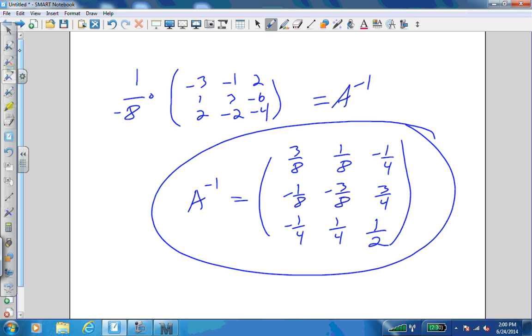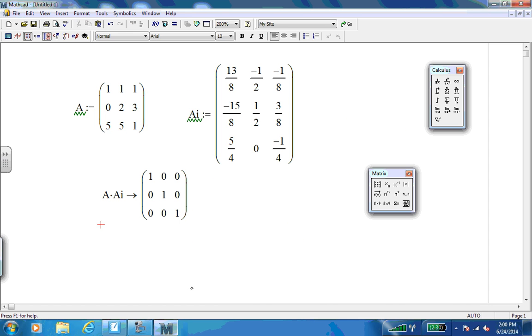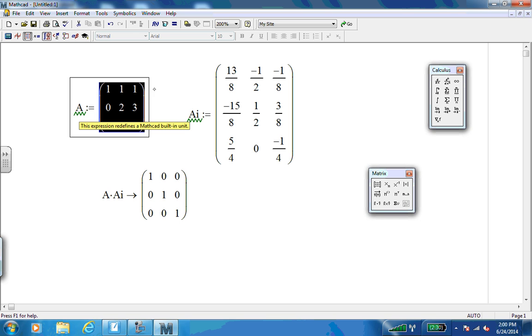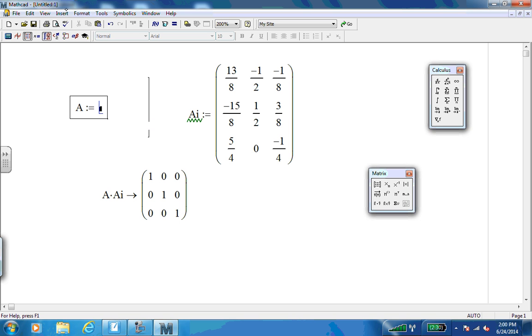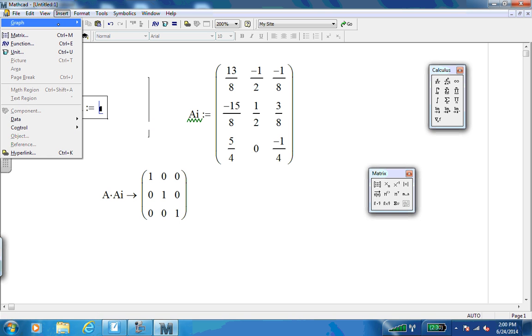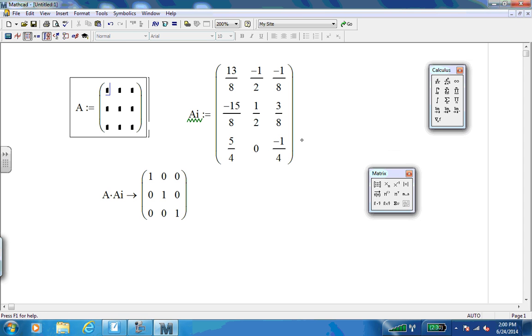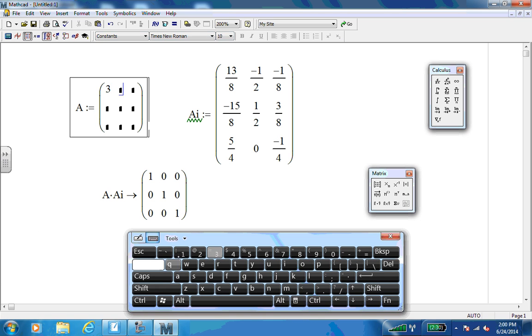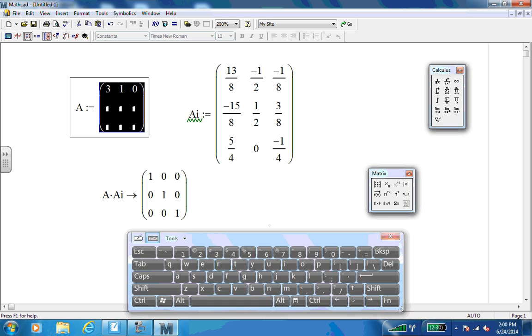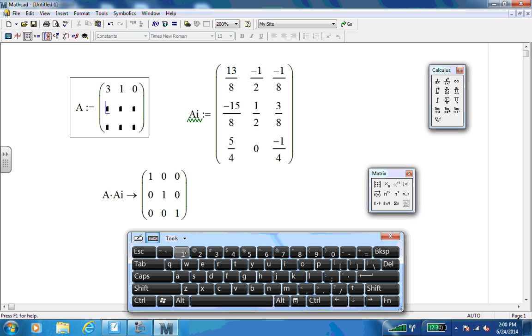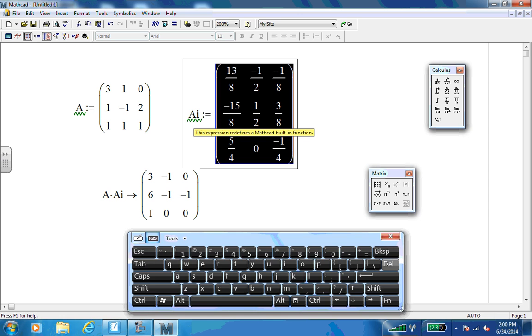So I guess we can check that by putting that in the MathCAD. So our A, let's clear this out. Insert a new matrix. A was 3, 1, 0, 1, negative 1, 2, 1, 1, 1. And then let's clear that out.